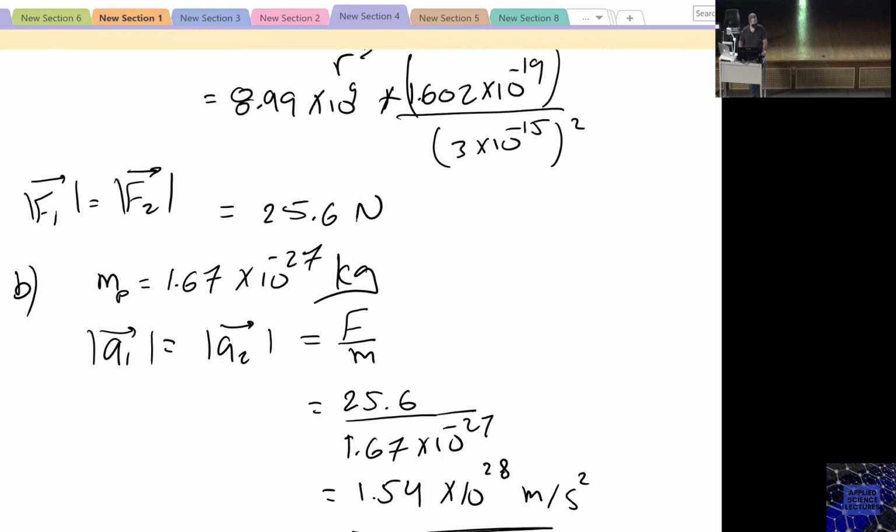Any question about this second example? Again, the direction is pointing away. F1 is pushing Q2 away. F2 is pushing Q1 further away from Q2.